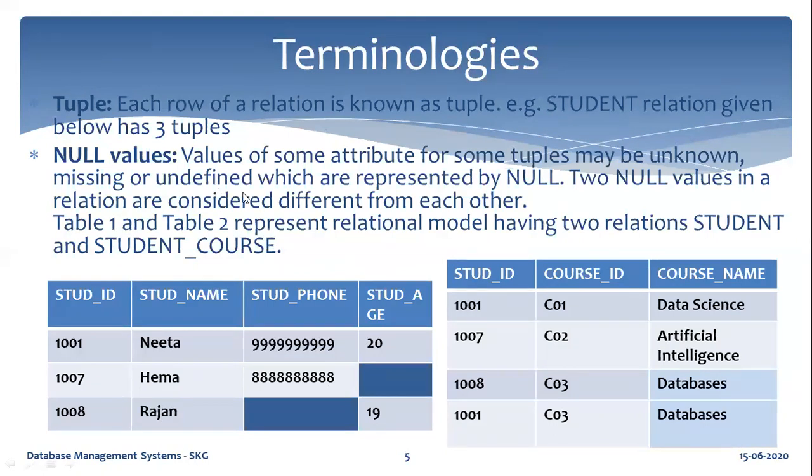Now what is a null value? The value of some attribute for some tuple may be unknown or missing. That is called null. Null is not zero. Null is not an empty string. Null is an unknown value or missing value. So here we can see age is missing over here. So this is null. And the phone number is missing over here. So that is a null value. Here, unknown or undefined can be a null value. Now here another table is there, that is another relation. This is one more relation.